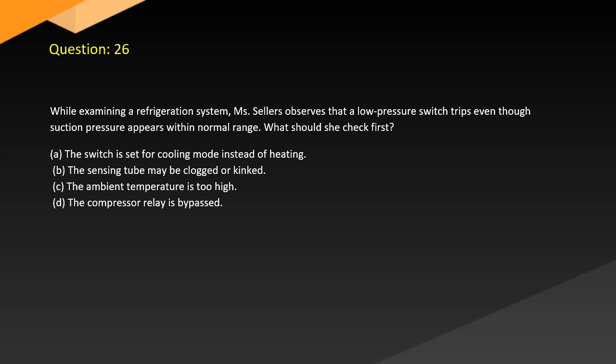Question 26. While examining a refrigeration system, Ms. Sellers observes that a low-pressure switch trips even though suction pressure appears within normal range. What should she check first? A. The switch is set for cooling mode instead of heating. B. The sensing tube may be clogged or kinked. C. The ambient temperature is too high. D. The compressor relay is bypassed.